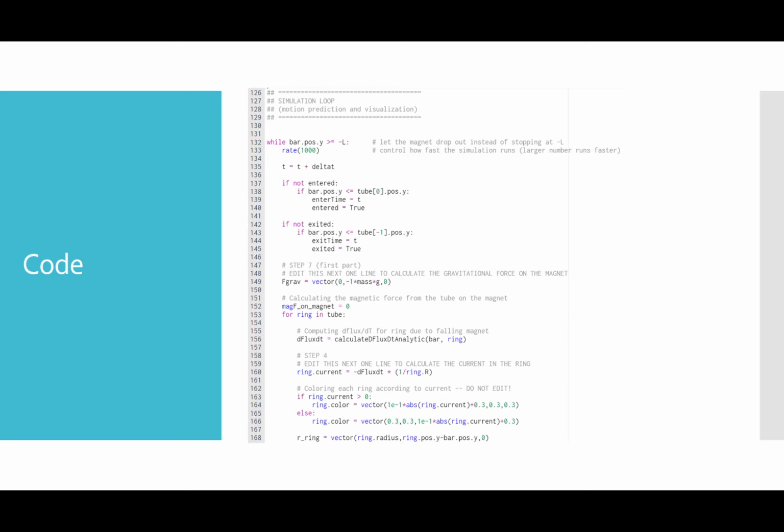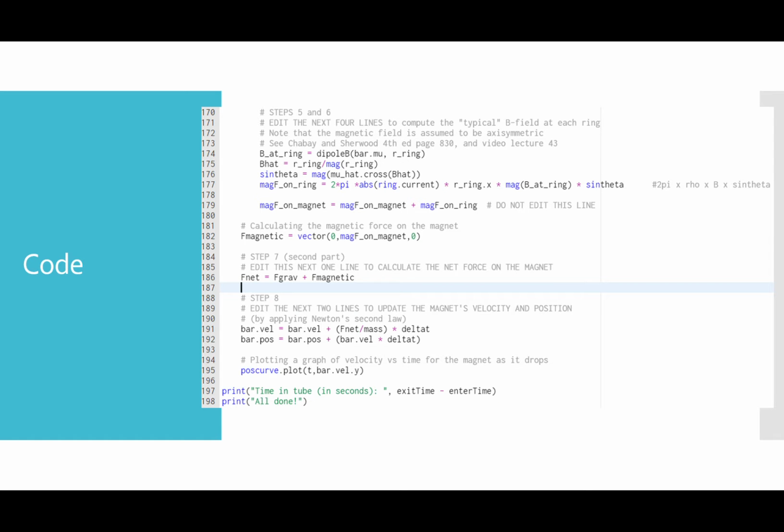Here we're actually simulating the magnet falling through the tube. At each step, we are calculating the gravitational force and the magnetic force on the magnet. In order to calculate the magnetic force, we're computing the change in flux over time and using that to help us calculate the current in the ring. We're also calculating the magnetic field and the magnetic force. After we found the magnetic force, we're calculating the net force by adding the gravitational force to the magnetic force. And then in step 8, we are updating the bar magnet's velocity and position.